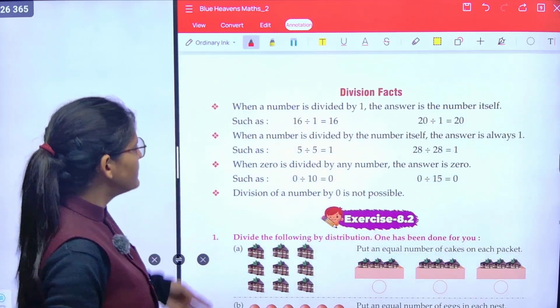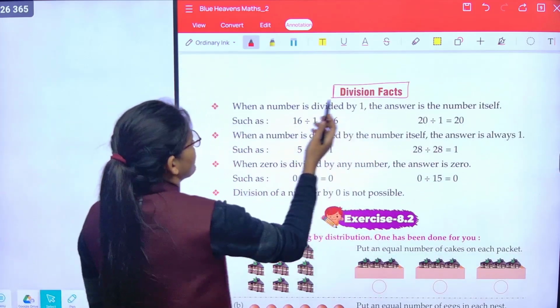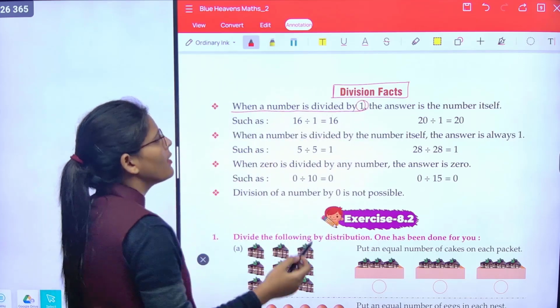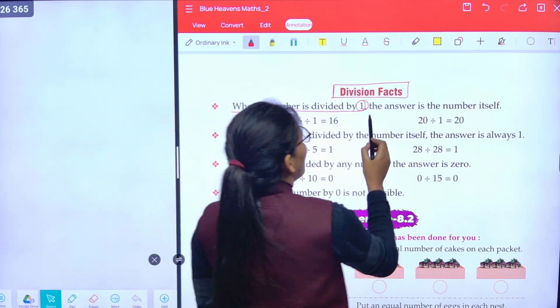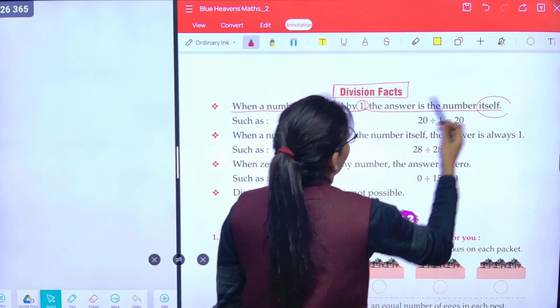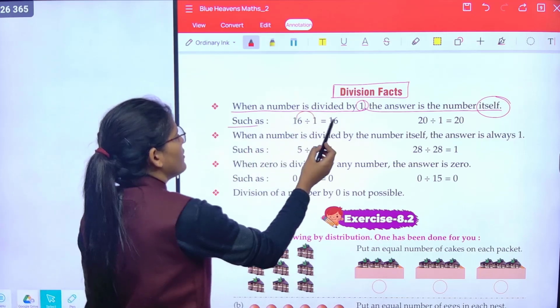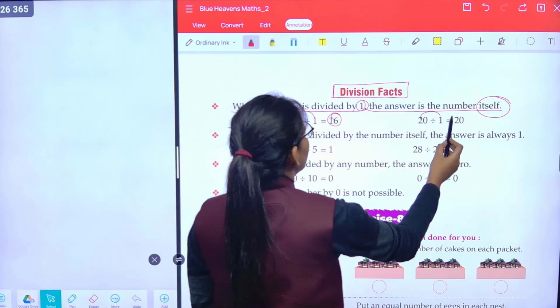Okay. Now class, division facts. When a number is divided by 1, the answer is the number itself. Such as 16 divided by 1 is 16, 20 divided by 1 is 20.